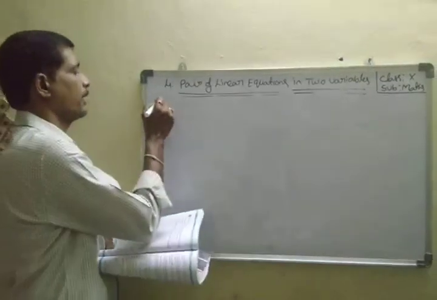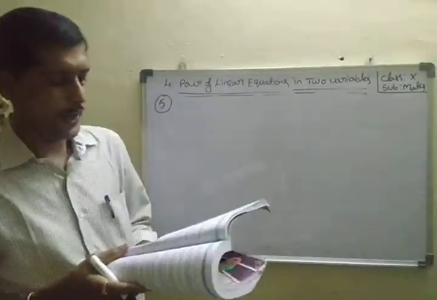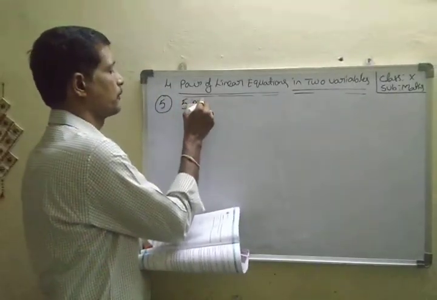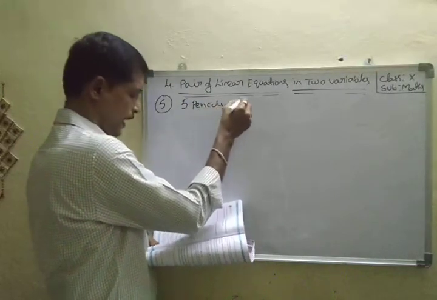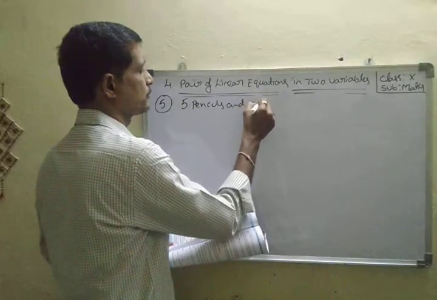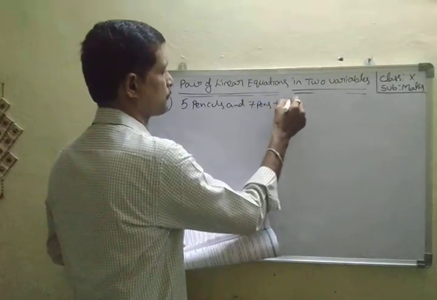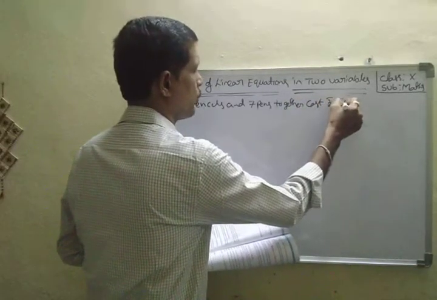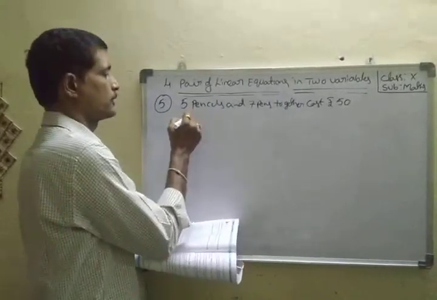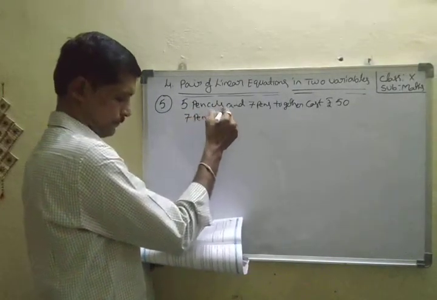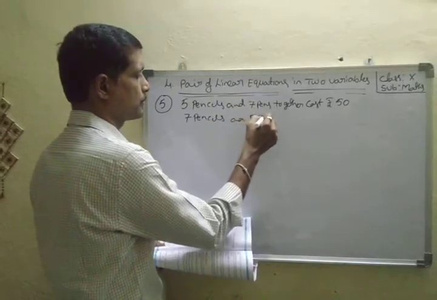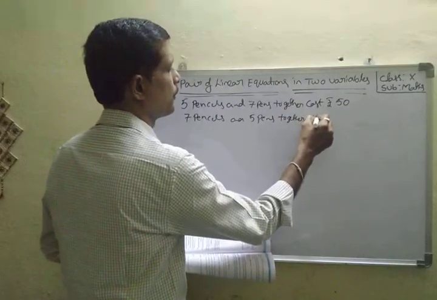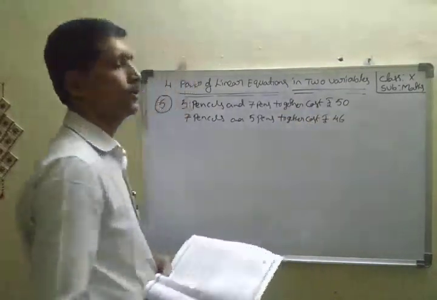And here, fifth one. Here 5 pencils and 7 pens together cost is 50 rupees. 7 pencils and 5 pens together cost is 46 rupees.